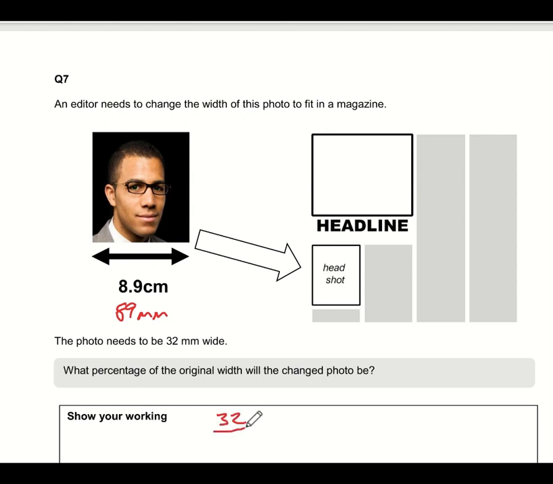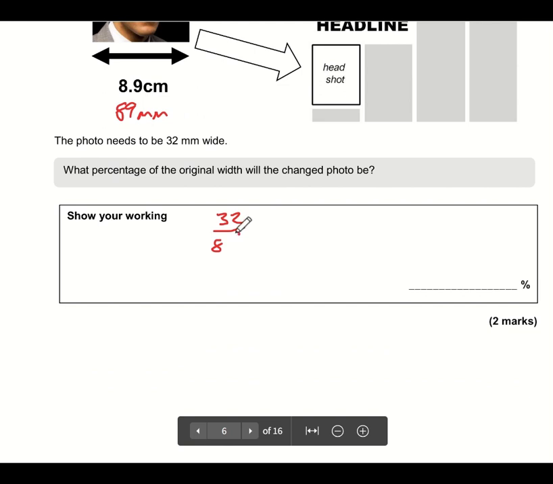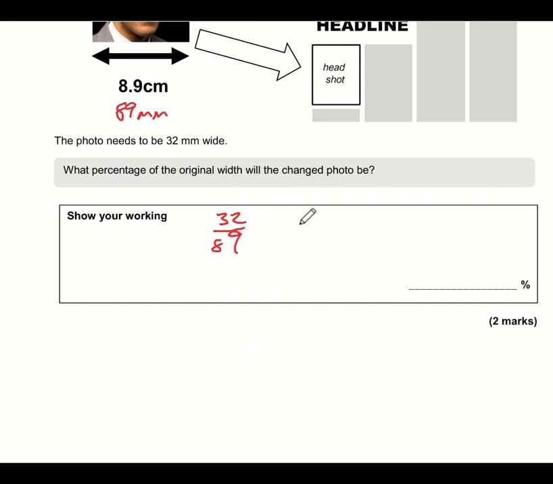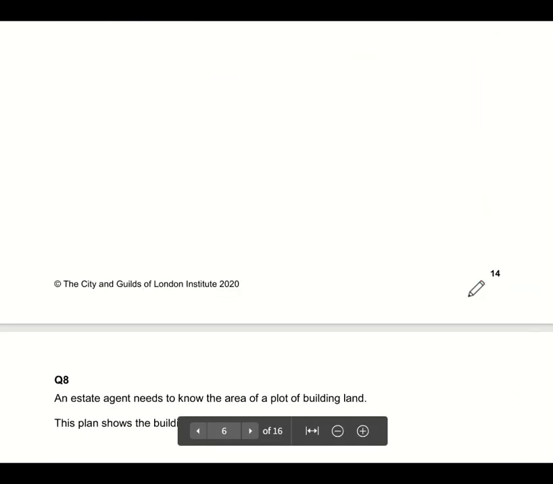Well, it's going to be 32 out of 89. To turn a fraction into a percentage, it's the top divided by the bottom multiplied by 100, and that comes to 35.955. So just round it to a suitable degree of accuracy, perhaps call that 36%, and that will be totally fine. Or you could say 35.96, that might work as well.